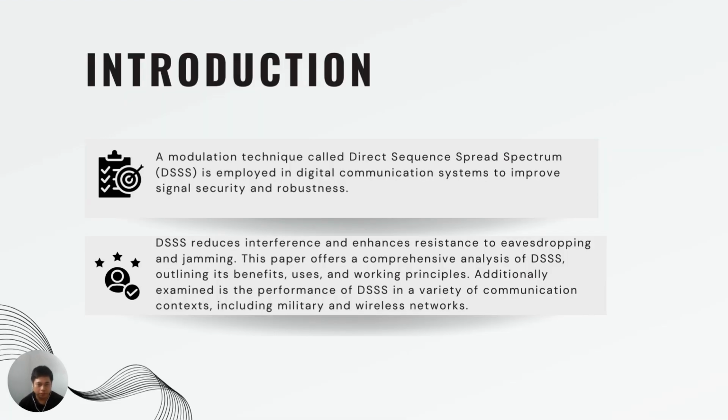For the introduction, a modulation technique called direct sequence spread spectrum (DSSS) is employed in digital communication systems to improve signal security and robustness. DSSS reduces interference and enhances resistance to eavesdropping and jamming. This paper offers a comprehensive analysis of DSSS, outlining its benefits, uses, and working principles. Additionally, it examines the performance of DSSS in a variety of communication contexts, including military and wireless networks.